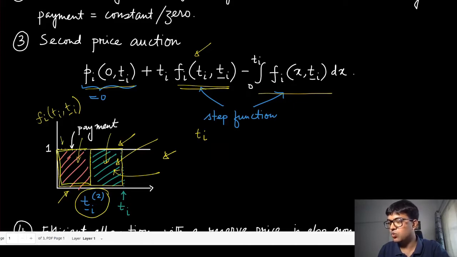So the payment is just this part, which is nothing but the 1. What is the area under this red region? It is the second highest bid multiplied by 1. So therefore this is the second highest bid. We know that this payment is nothing but the second highest bid. So this is the second price auction, and it can be very well classified inside this Myerson class of mechanisms with the appropriate values of fi and ti.